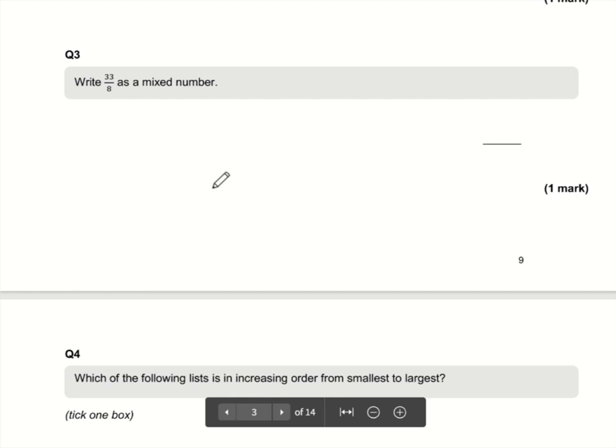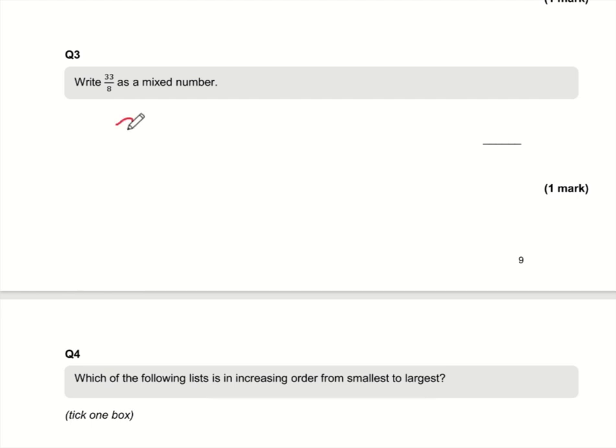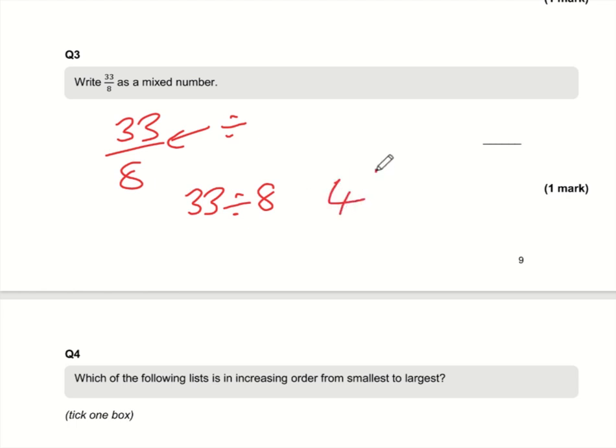Question number 3. Write 33 over 8 as a mixed number. So remember that this line in a fraction means divide. So what is 33 divided by 8? How many 8s go into 33? 8 goes into 33 4 times, and there is 1 left over. So that is 4 and 1/8. There we go. So 4 and 1/8.